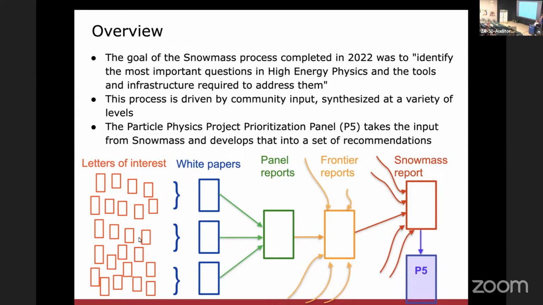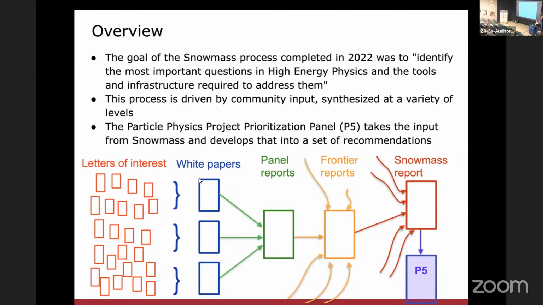So it starts with a set of letters of interest, just a few pages long. For the cosmic frontier alone, there are more than 250 letters of interest, many of them related to Spec-S5, many of them not. And then those got digested into a set of white papers. So there was an attempt to bring people together interested in similar topics, so there's a more limited set of white papers.